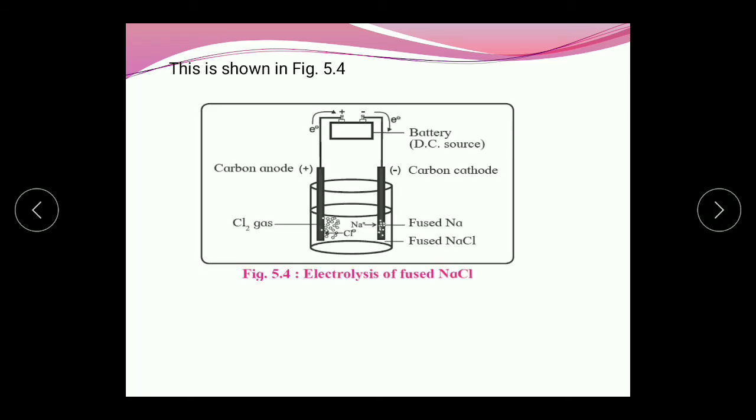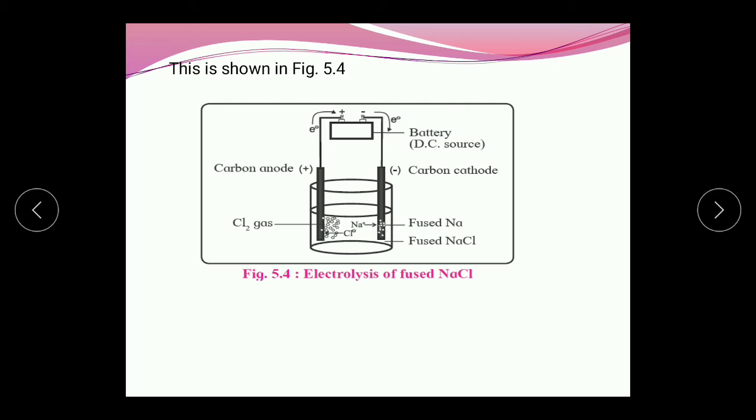So this is the electrolytic cell. This is the container in which the fused NaCl is taken, and two electrodes are dipped inside that vessel. Simple arrangement. But these two electrodes are connected to a battery. The positive terminal of the battery is connected to the rod which we call the anode, because oxidation is going to take place here. And the negative terminal is connected to another electrode, the cathode, because reduction is going to take place here.